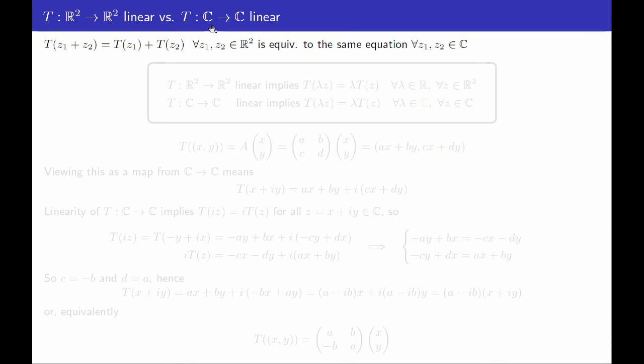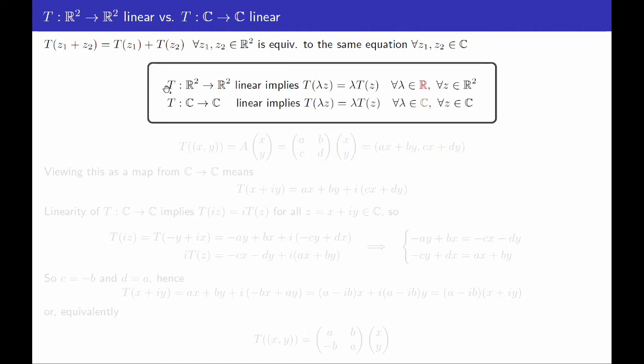Well, linear functions must satisfy two properties. The first one is additivity. So T applied to a sum of two vectors can be written as the sum of two vectors obtained by applying T separately. So this equation must hold for any z1 and z2 from R2. But because elements of R2 and C can be identified with each other, the same equation is equivalent to itself written for any z1 and z2 in C. The key difference is in the second property of linearity, which is related to scalar multiplication.